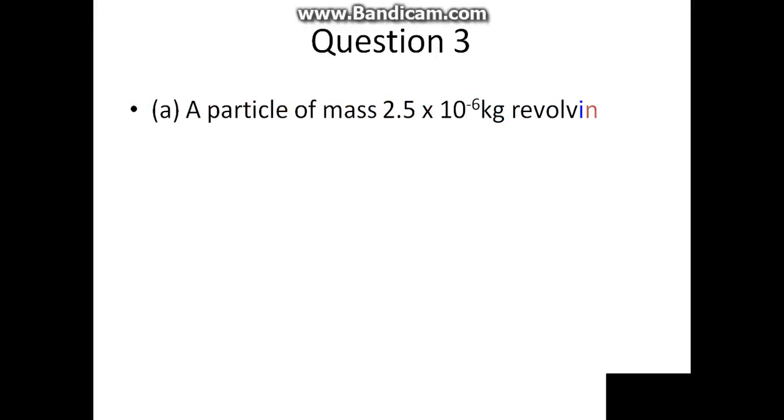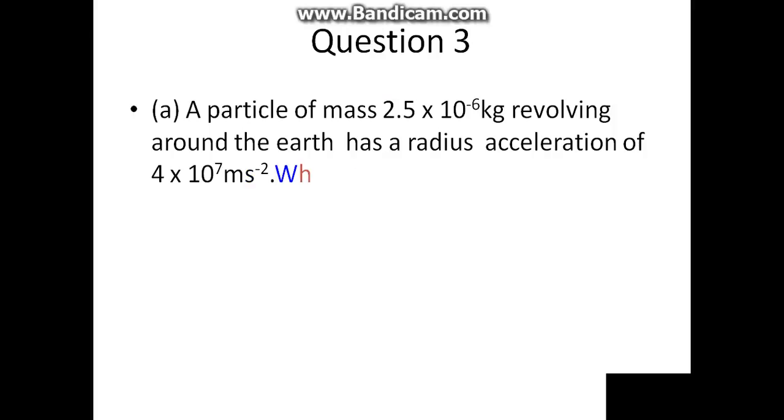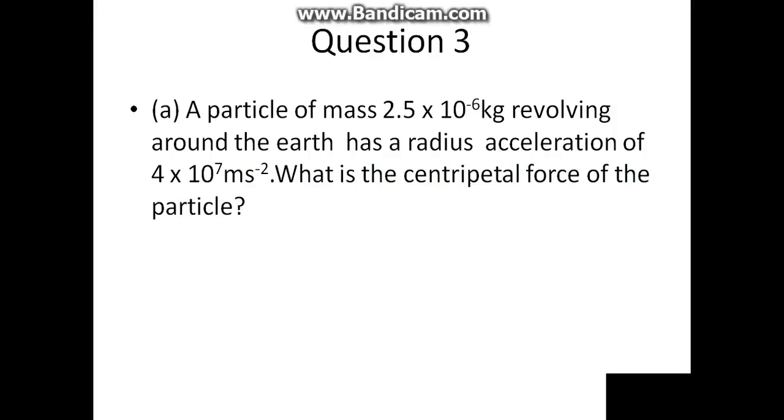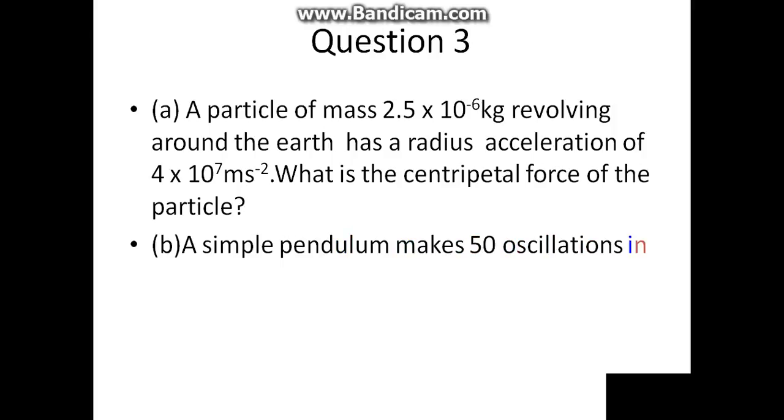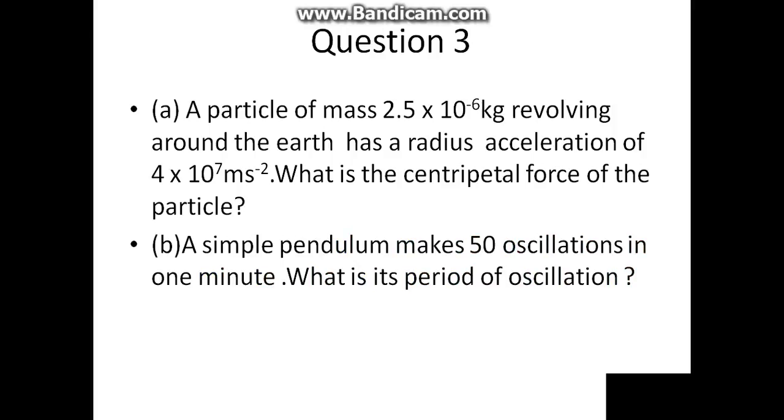Question 3. A. A particle of mass 2.5 times 10 raised to power minus 6 kg revolving around the earth has a radial acceleration of 4 times 10 raised to power 7 meters per second squared. What is the centripetal force of the particle? B. A simple pendulum makes 50 oscillations in 1 minute. What is its period of oscillation?